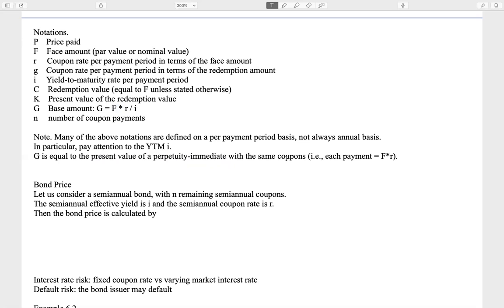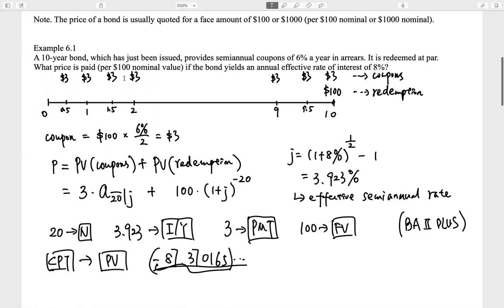For a regular bond, it stops somewhere. In this example, the coupon payments will stop after 10 years, meaning after 20 payments, it will stop. But G is the value such that, equivalently, these cash flows will continue forever. So $3 of coupons will be paid every 6 months forever. The base value would be the present value for such a cash stream.